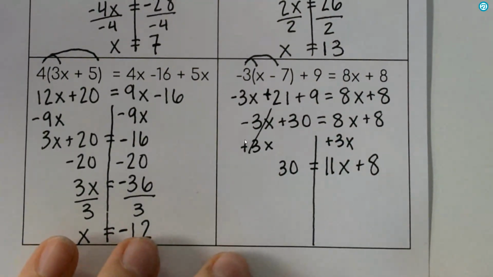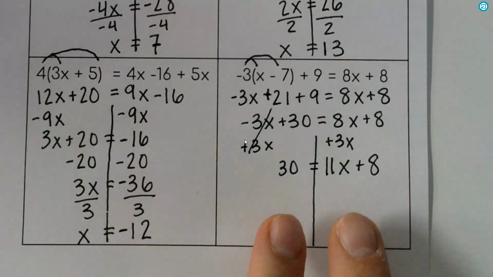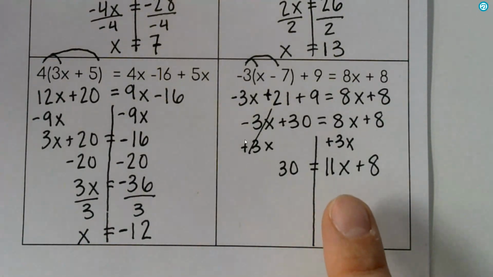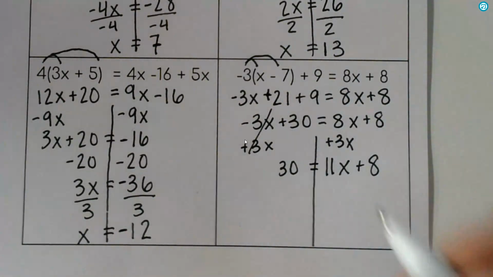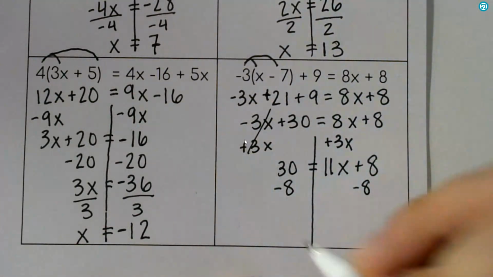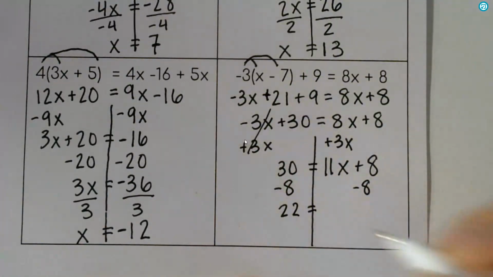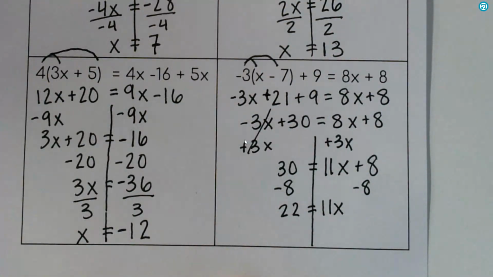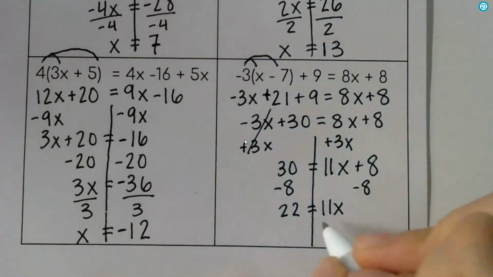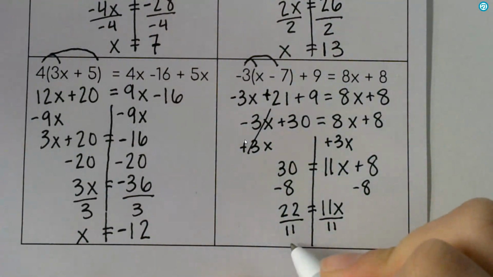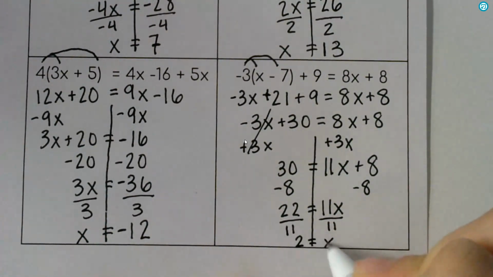So this is a regular equation. Just instead of having 11x plus 8 equals 30, we have 30 equals 11x plus 8. So you solve it the same way. You're just trying to get x by itself on the right. Now I'm going to subtract 8 from both sides. 30 minus 8 is 22. That's equal to 11x. And then divide both sides by 11. 22 divided by 11 is 2, so I get 2 equals x.